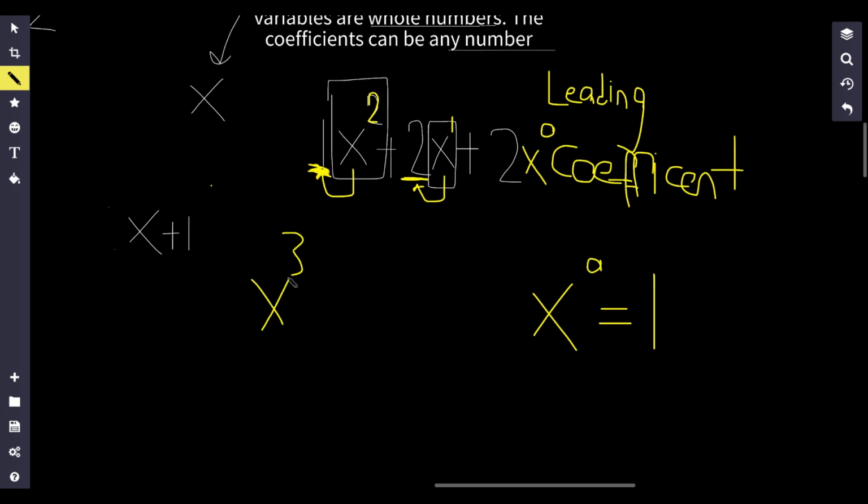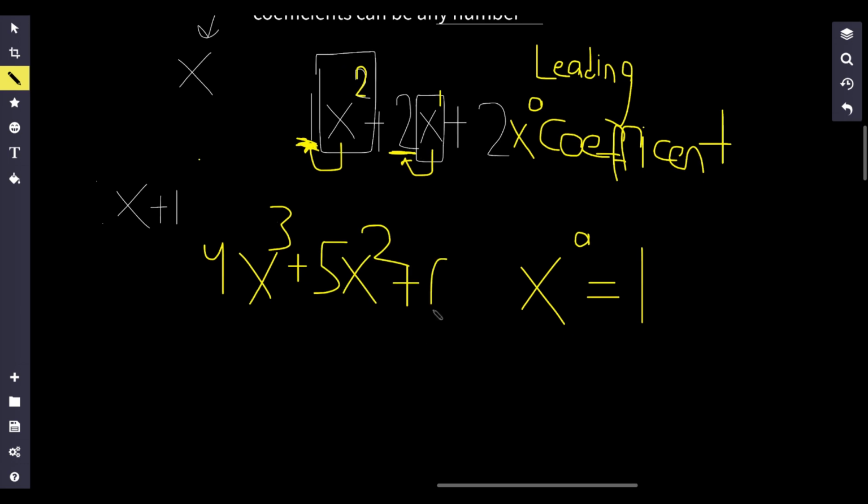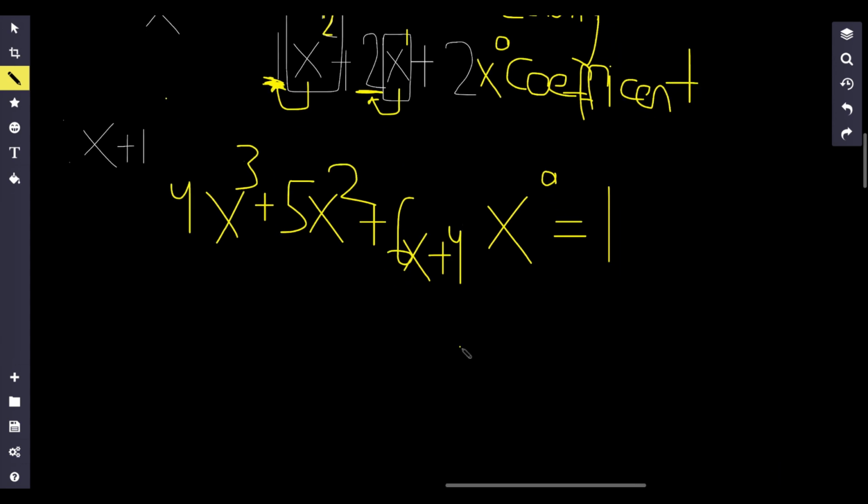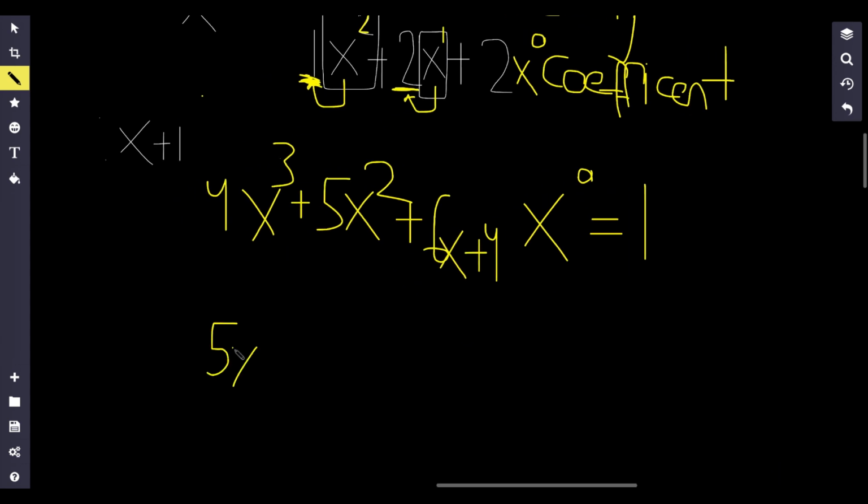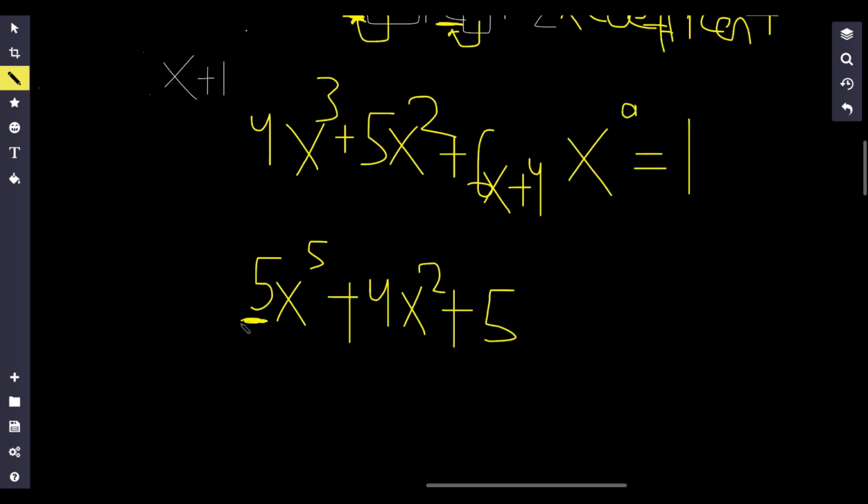So some other examples, they're all going to look pretty much the same. If you have 4x to the second power plus 5x to the second power plus 6x plus 4, polynomials are able to have something known as constants, which are just terms without an x, seemingly. So you can have 5x to the 5th power plus 4x to the second power plus 5. This is another example of a polynomial. And in this case, our leading coefficient, the coefficient of the highest x power, is 5.